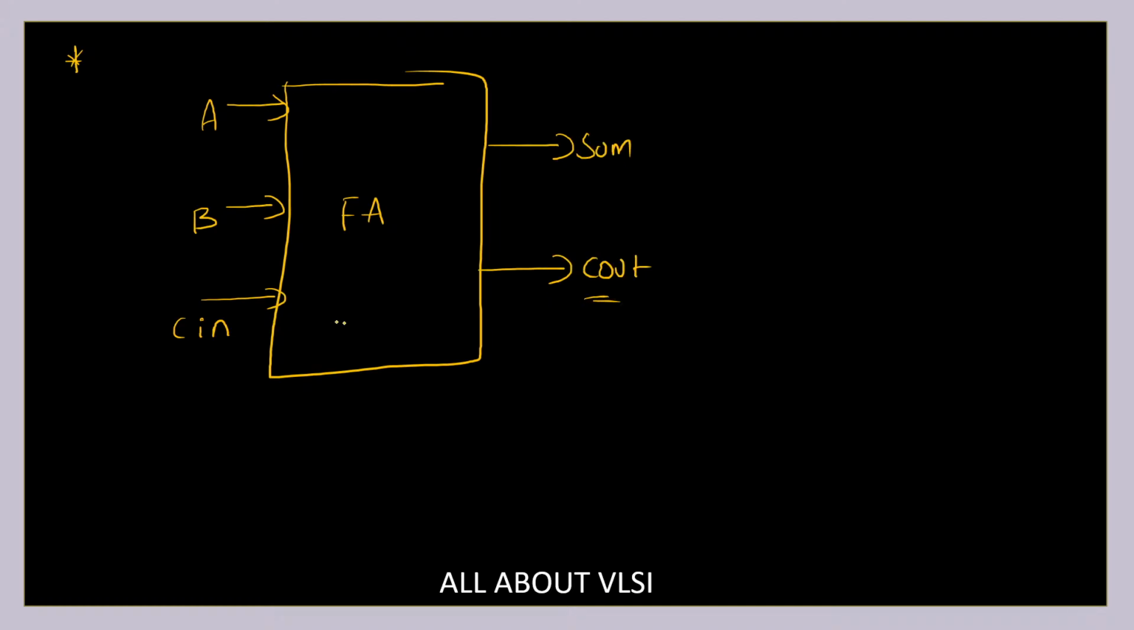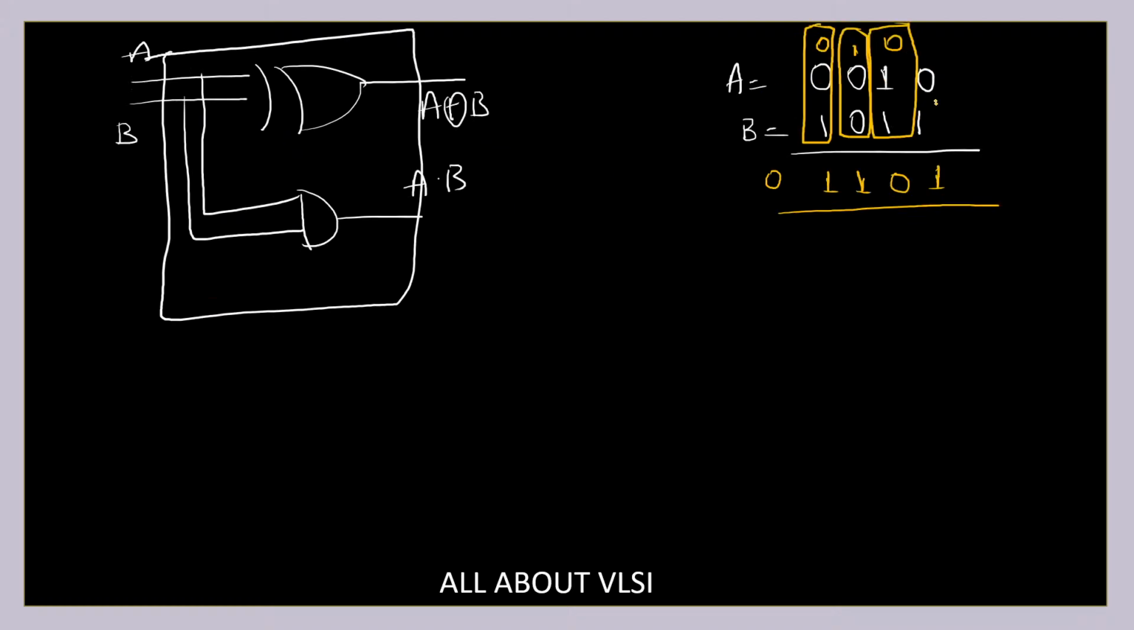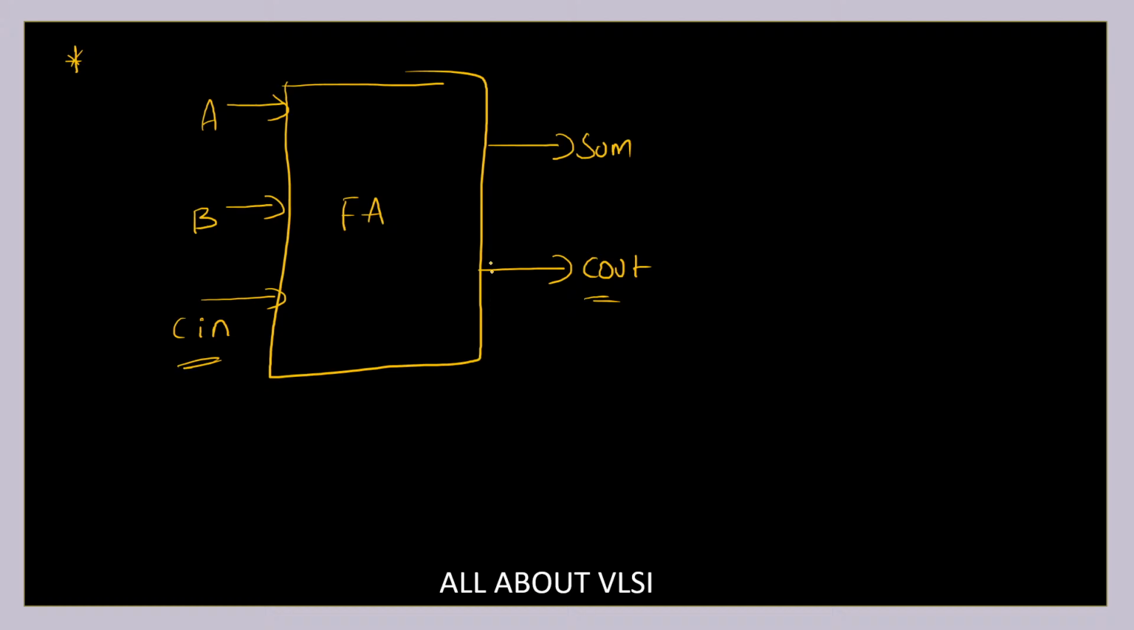Okay, so this is my full adder, and I'm going to have A, B, and C, the third input, for having the input as carry. So which was given by the previous stage. You can see this was being given by the previous stage. This is nothing but my C, and this is given by the second stage, and this is nothing but my C.